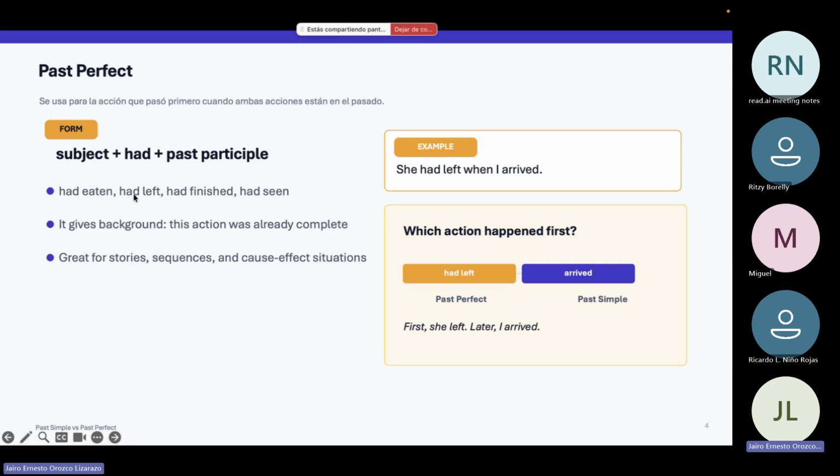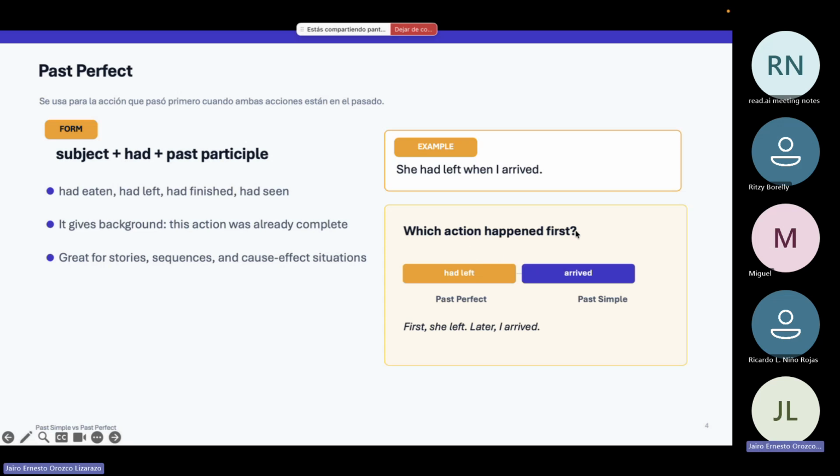Had eaten, had left, had finished, had seen. It gives background. This action was already complete. Great for stories, sequences, and cause effect situations. She had left when I arrived.